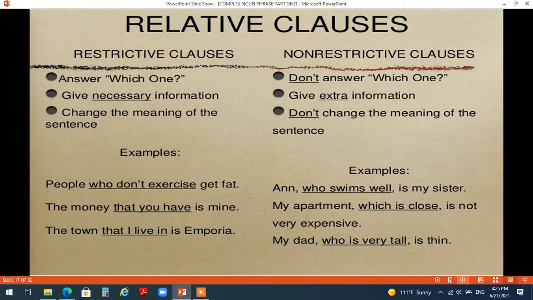As you can see here, there are examples of the two kinds of relative clauses. People who don't exercise get fat. Here the head noun is the word people, and it has been post-modified by using a restrictive relative clause, who don't exercise. In the second example, the money that you have is mine.